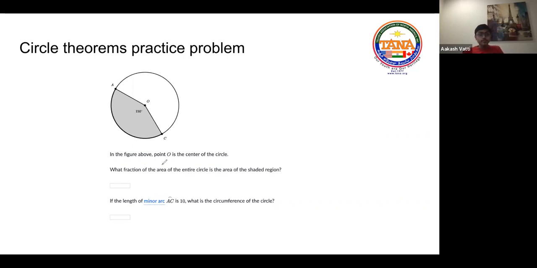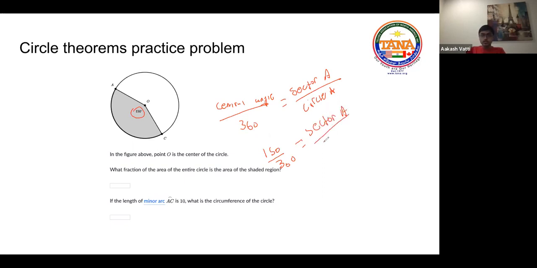So what fraction of the area of the entire circle is the area of the shaded region? So you have your formula, central angle over 360 is equivalent to sector area A over circle area. And when you plug in your values that you're given, 150 being the central angle, so 150 over 360 is equivalent to sector A over circle A.